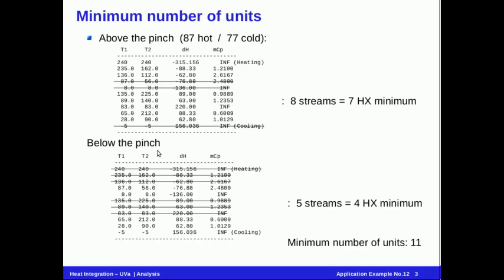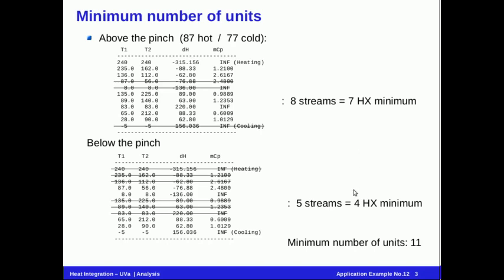Any hot stream with some part below 87 is counted, and also every cold stream with some part below 77 Celsius, including the cooling that must be taken into account. This leaves us 5 parts of streams or whole streams below the pinch, which minus 1 represent 4 minimum heat exchangers.